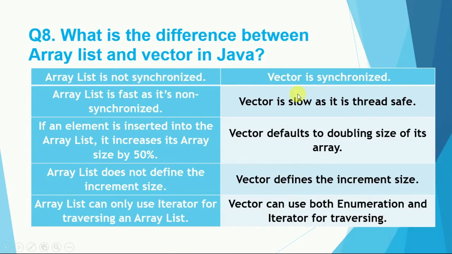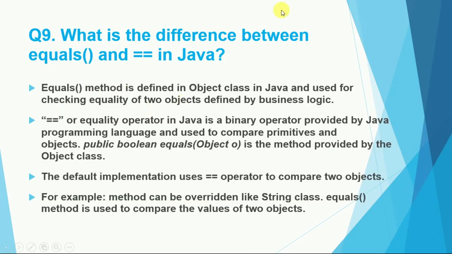We will discuss this later in our next video on ArrayList and Vector, but you should know the difference between them. I hope you understood. Next, what is the difference between the equals method and equals in Java?